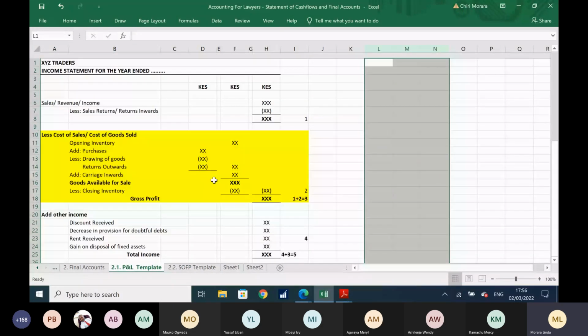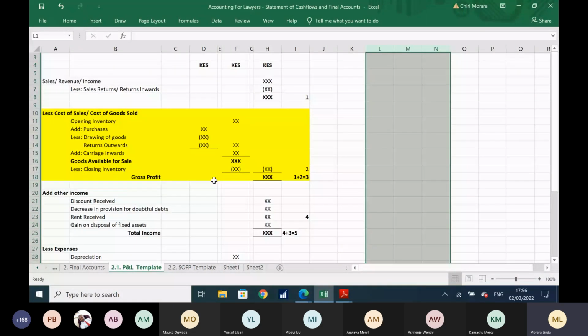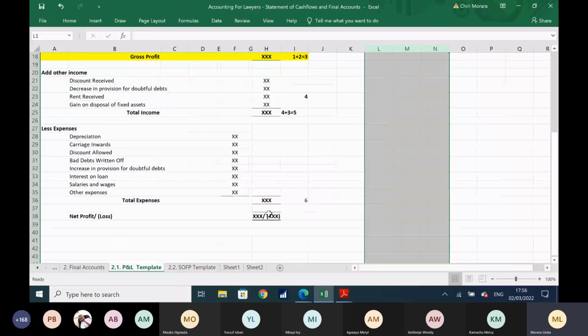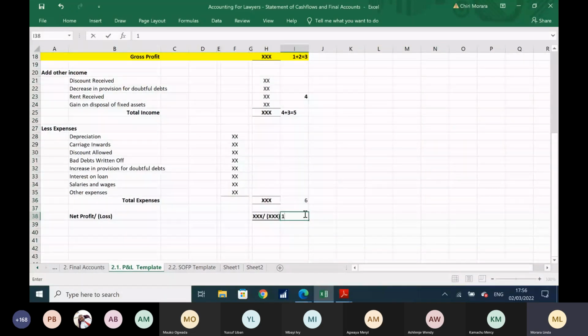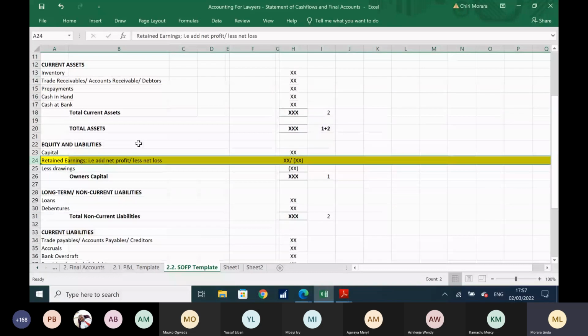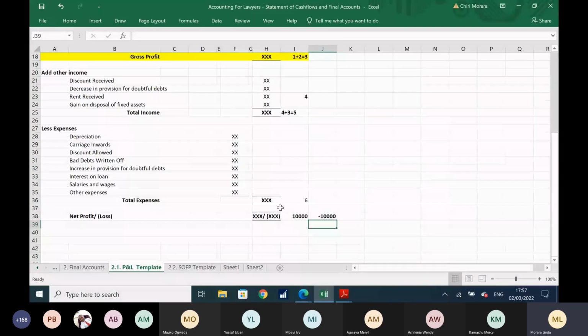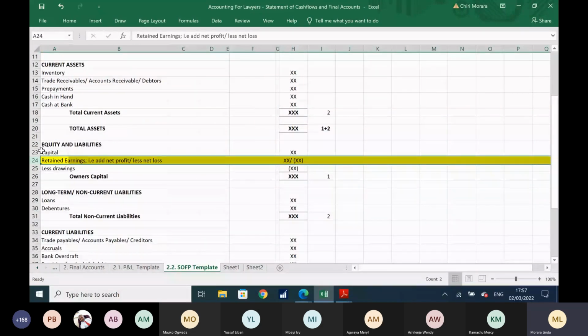Once you do your computation for your profit or loss, you will have your figure here. Let's say it's 10,000, or it could even be negative 10,000. Whichever it is, that is the figure that goes to your retained earnings. So once you're done with your profit and loss account, the amount that you get as your profit or loss is what goes to your retained earnings. If it was a profit, then it goes as a positive. If it was a loss, it goes as a negative.